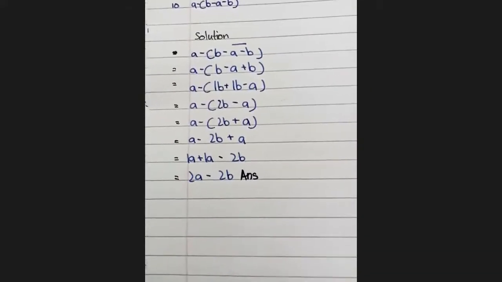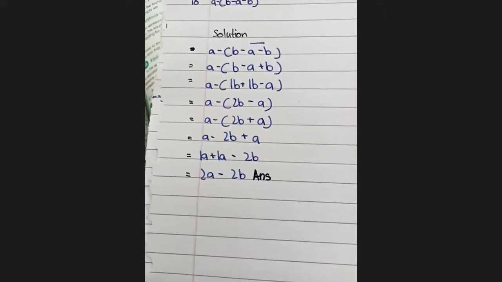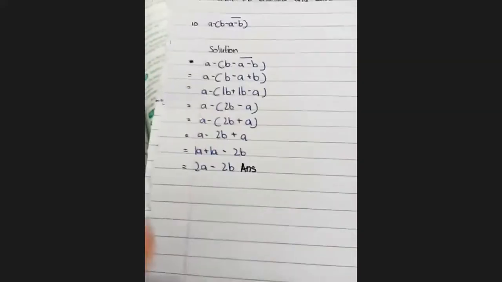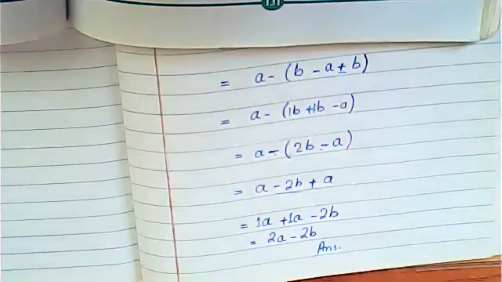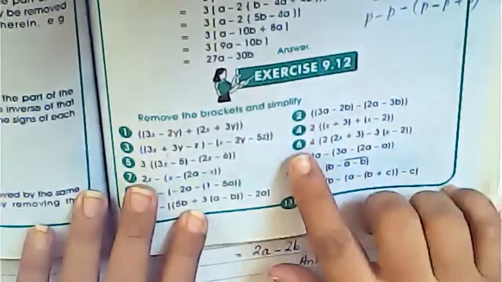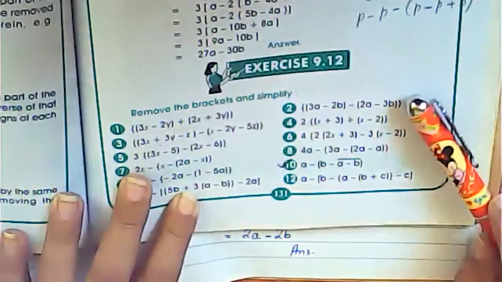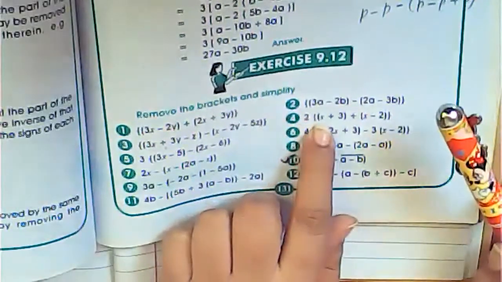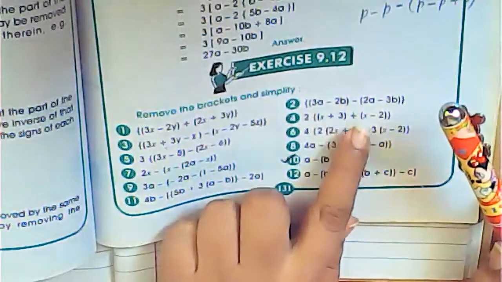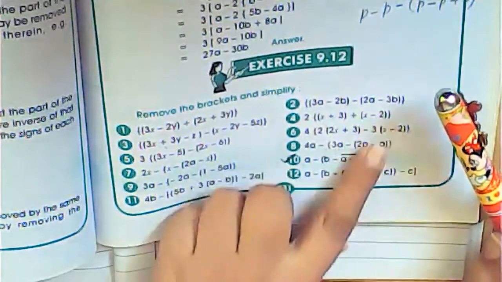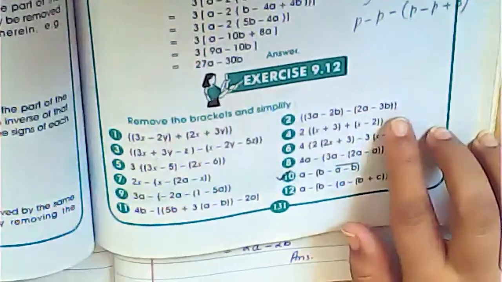Now, start question number 4. Yes. What is question number 4? This one. Start this one. This is question number 4. Start this question: 2 curly bracket, round bracket, x plus 3, plus x minus 2, round bracket close, curly bracket close.